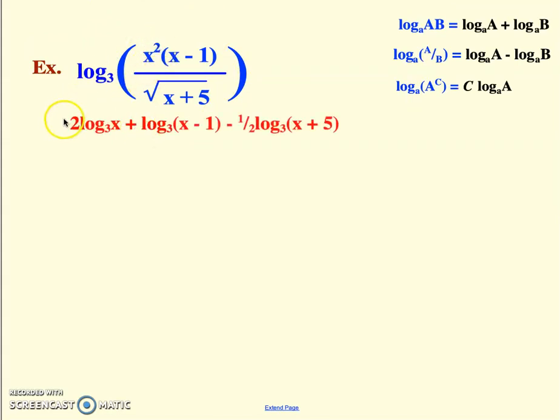So exponent 2 comes down. No exponent here, so there's just the expression. Exponent 1/2 comes down. Subtraction is division. Multiplication is addition. All right, let's move on.